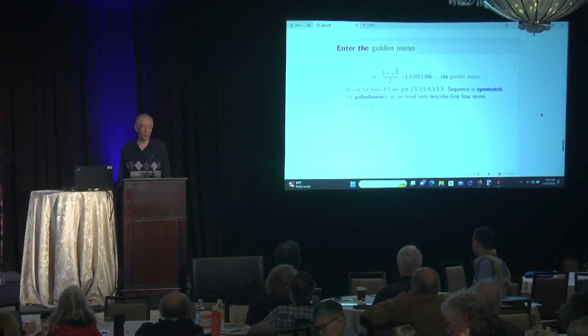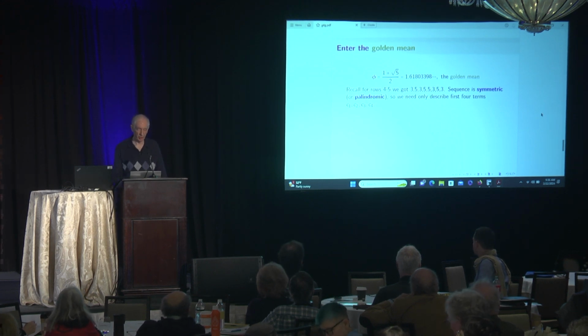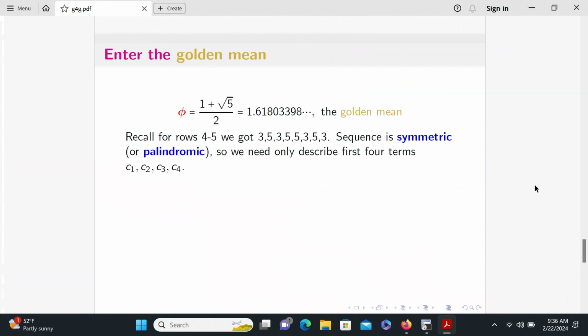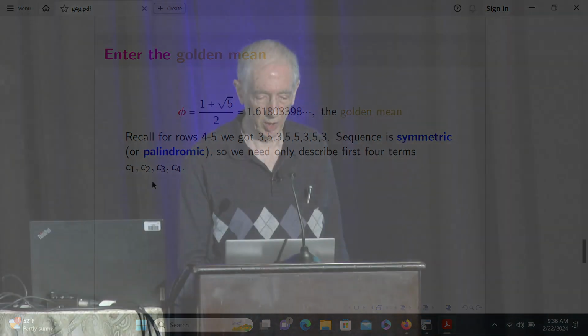Well, here's where the famous golden mean, 1 plus the square root of 5 over 2, enters into the picture. So I'll illustrate for the levels or rows 4 and 5. We got the sequence 3, 5, 3, 5, 5, 3, 5, 3. Due to the symmetry of the diagram, this sequence is palindromic. It reads the same backwards as forwards. So I only need to describe the first 4 terms, C1, C2, C3, C4. And here is the formula. And this works in general for any 2 consecutive levels.